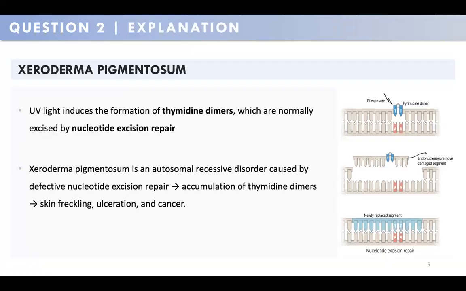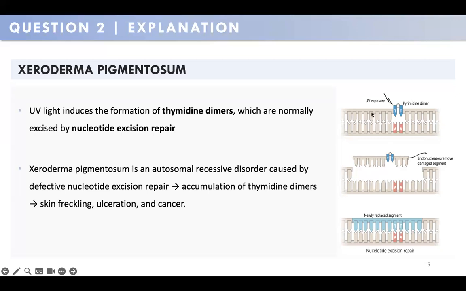So this is a very high yield information. The xeroderma pigmentosum is a very important disease to remember. So normally, under normal conditions, UV light induces the formation of thymidine dimers. Also, we call them pyrimidine dimers, which are normally excised by the nucleotide excision repair mechanism. Xeroderma pigmentosum is an autosomal recessive disorder, which is caused by a defect in the nucleotide excision repair. This will lead to the accumulation of these pyrimidine dimers, which causes skin freckling, reddening, and ulceration, and ultimately can lead to skin cancer.